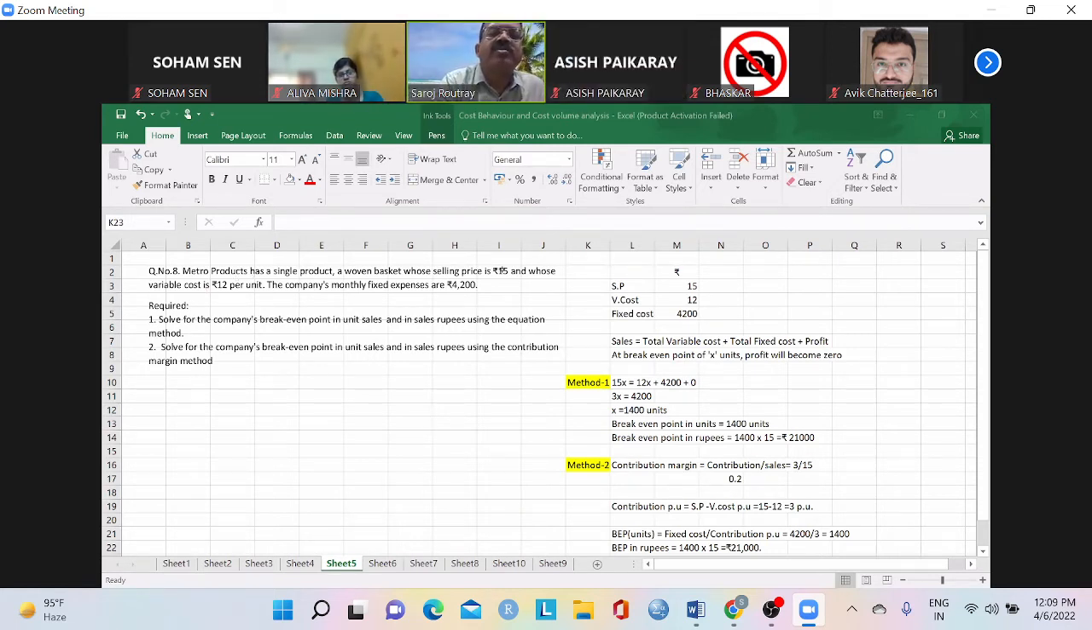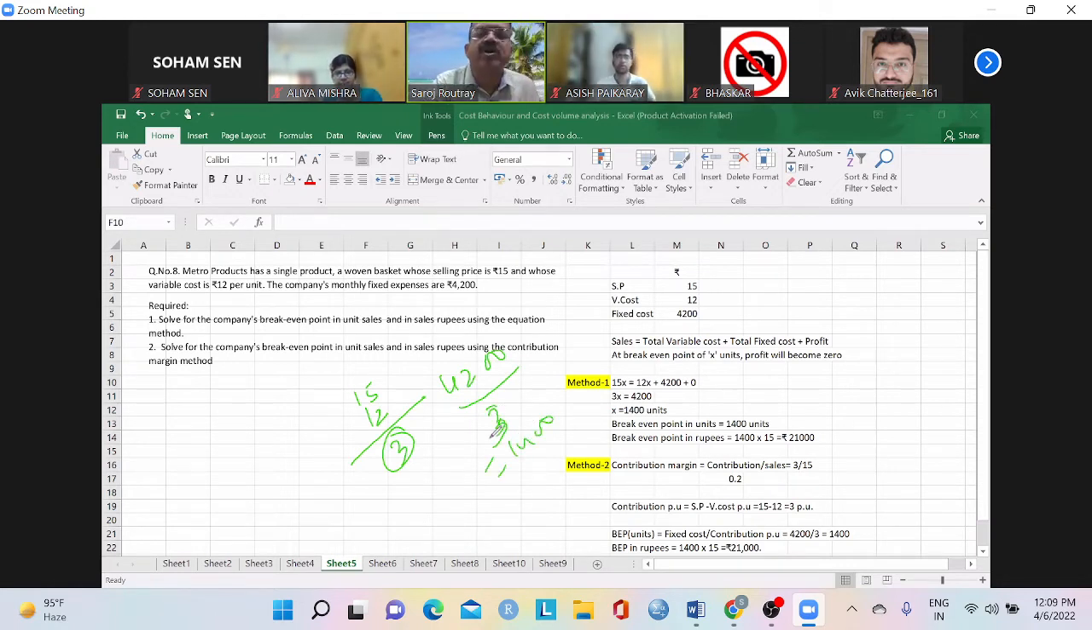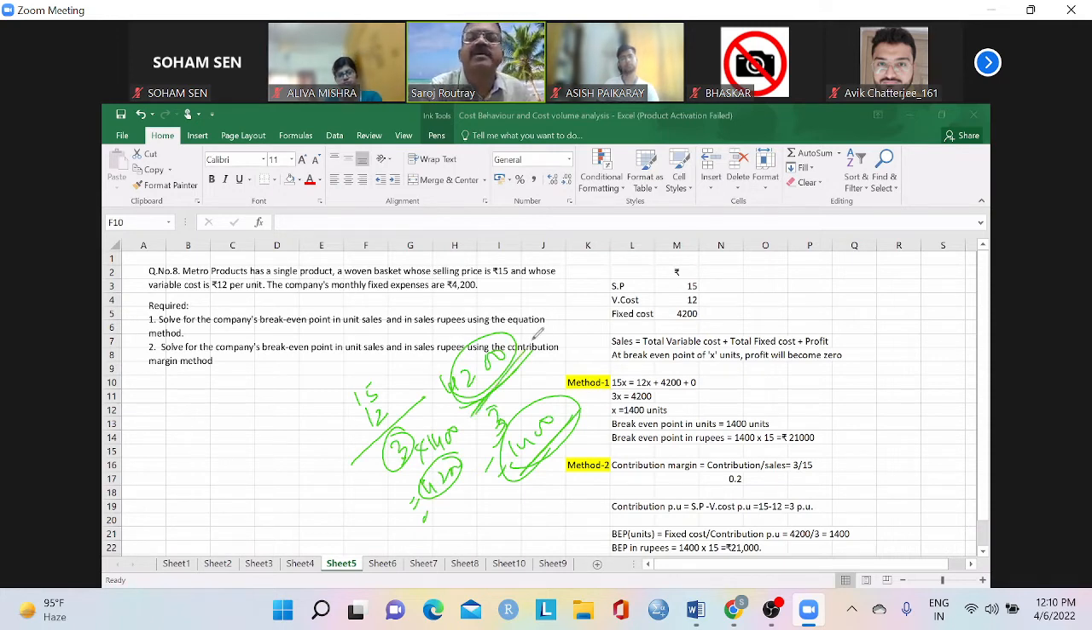So here we have information. 15 is the selling price and 12 is the variable cost, 3 is the contribution, and you have to recover 4200. So I need to sell 1400 units. 1400 units I need to sell if I have to get the contribution equal to my fixed cost. Because if I sell 1400 units, every unit will save me 3 rupees and that will become 4200. And 4200 is equal. So this is called break-even point. So if I can sell 1400 units, I'll have no profit, no loss because my contribution will be equal to my fixed cost.